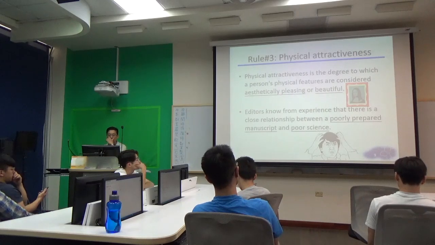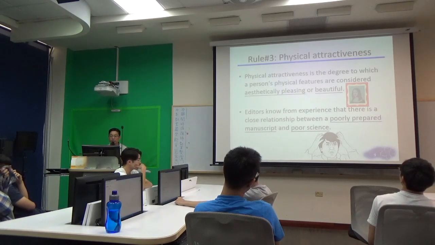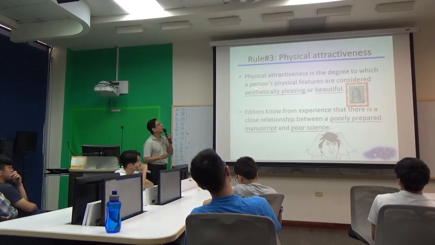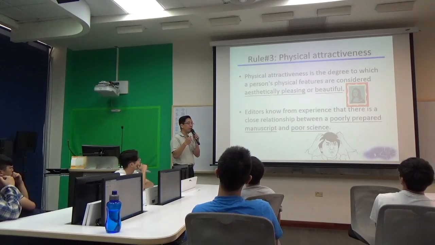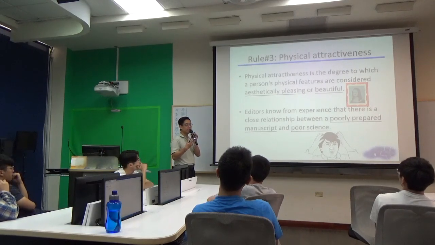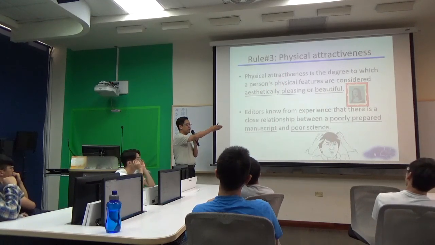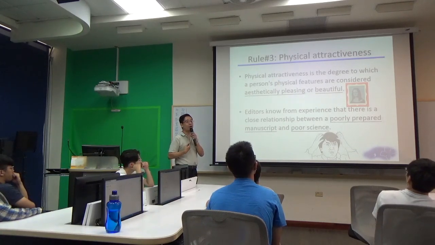Okay. So, physical attractiveness. Physical attractiveness is the degree to which a person's physical features are considered aesthetically pleasing or beautiful. This is the meaning of physically attractive. Attractive means you find something fascinating, you like something. The man is very handsome, the girl is very beautiful, so they are very attractive, you like them. You think they are adorable.